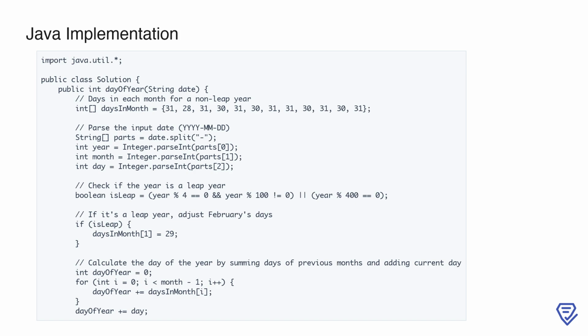With these components extracted, we determine whether the given year is a leap year. A year is considered a leap year if it is divisible by 4 but not by 100, unless it is also divisible by 400. If the year happens to be a leap year, we adjust February's days in the days_in_month array from 28 to 29. Now, to calculate the day of the year, we iterate through the months prior to the given month, summing the number of days in each. Finally, we add the given day of the month to this sum to account for the current month.